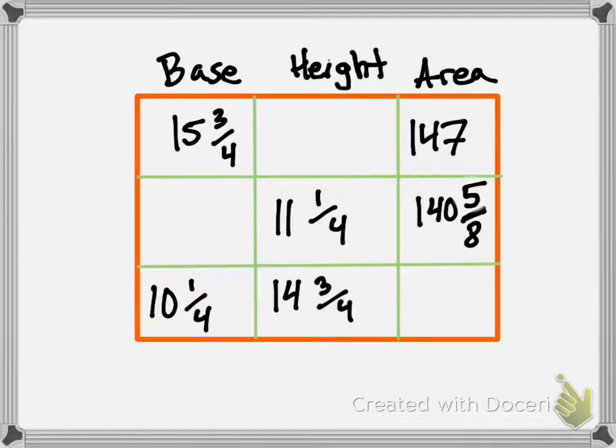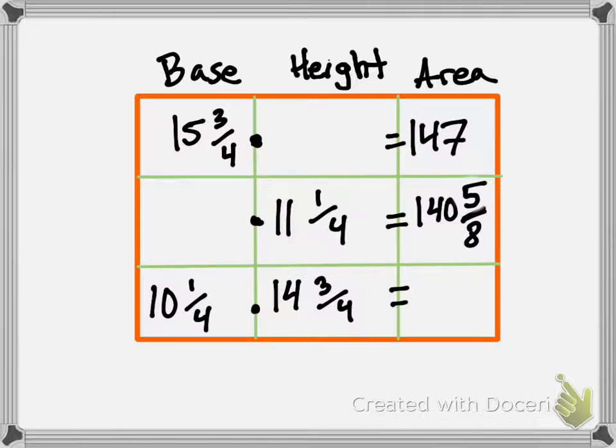Here I've got this chart. I've got 3 different shapes, and I want to find the area and/or height and/or base of each shape. We already know that area is equal to base times height. So we already know that. Now Daniel likes to make them into decimals. I like to make them into improper fractions. Who's right?